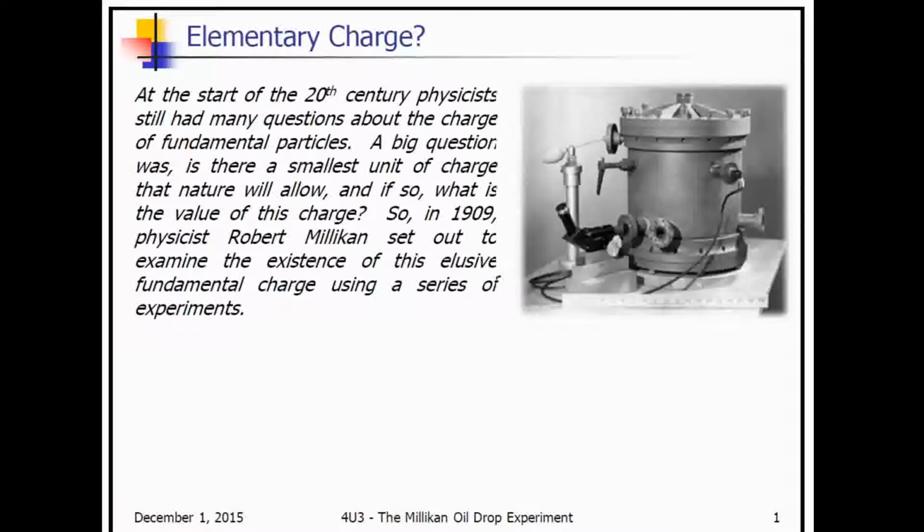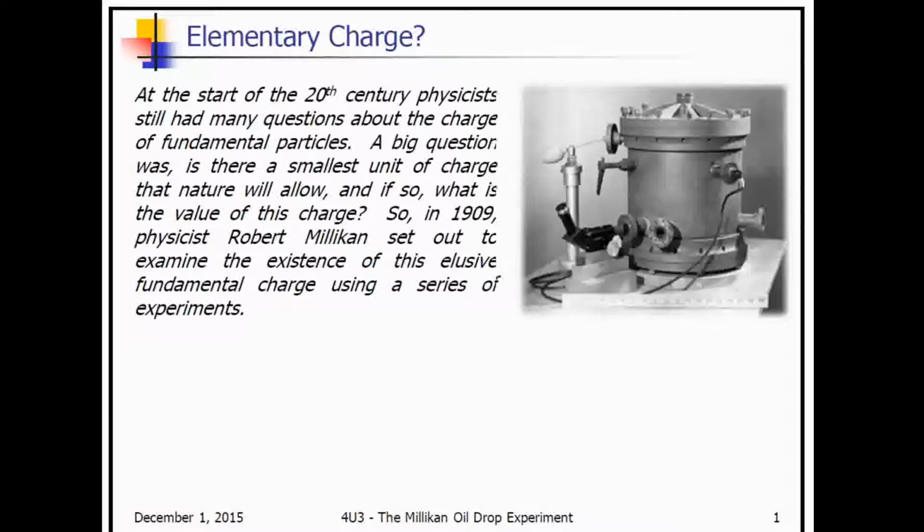So it says here that at the start of the 20th century, physicists still had many questions about the charge of fundamental particles. A big question was, is there a smallest unit of charge that nature will allow? And if so, what is the value of this charge? In 1909, physicist Robert Millikan set out to examine the existence of this elusive fundamental charge using a series of experiments. The basic idea is, if there is a fundamental charge, then there could be nothing smaller than this charge.